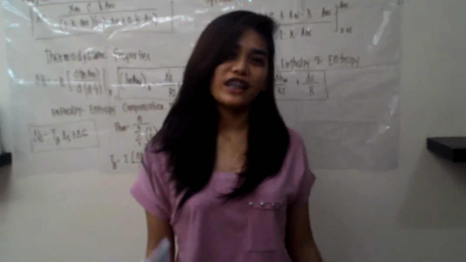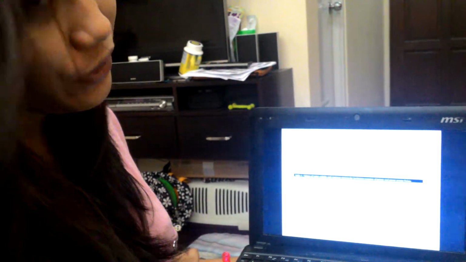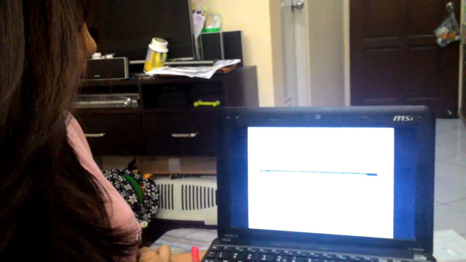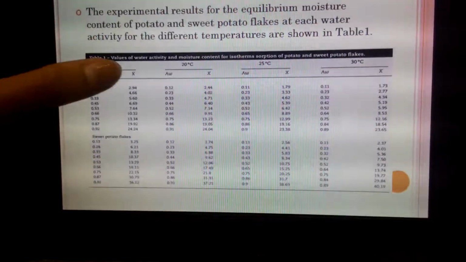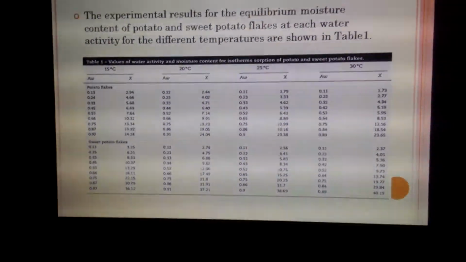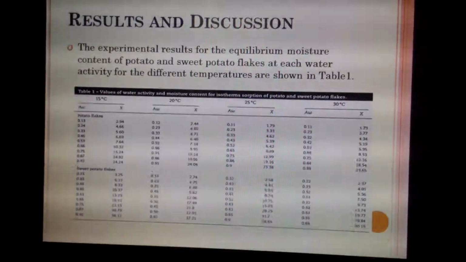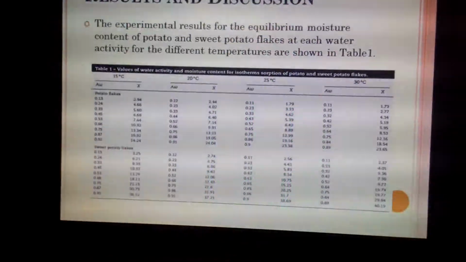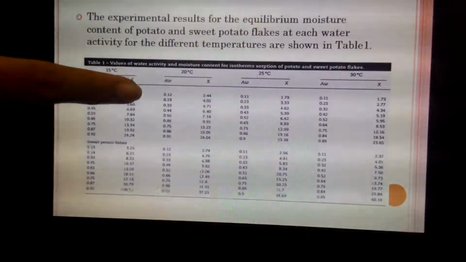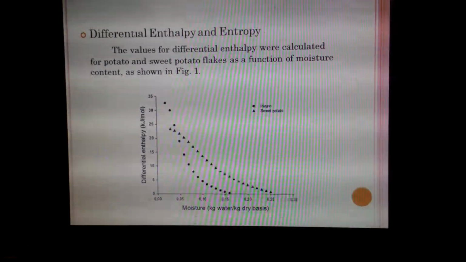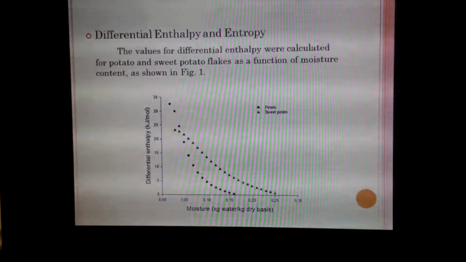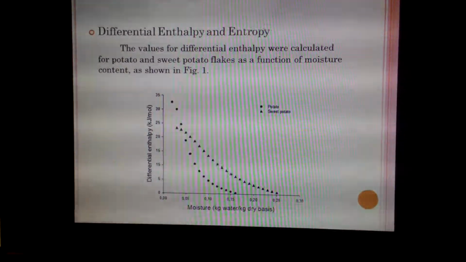Next are the data and results of the research. These are the experiment results obtained for the equilibrium moisture content of potato and sweet potato flakes. AW represents the water activity, and X is the equilibrium moisture content in distinct isotherms like 15 degrees, 20 degrees, 25 degrees, and 30 degrees. Next, they computed the differential enthalpy and entropy.